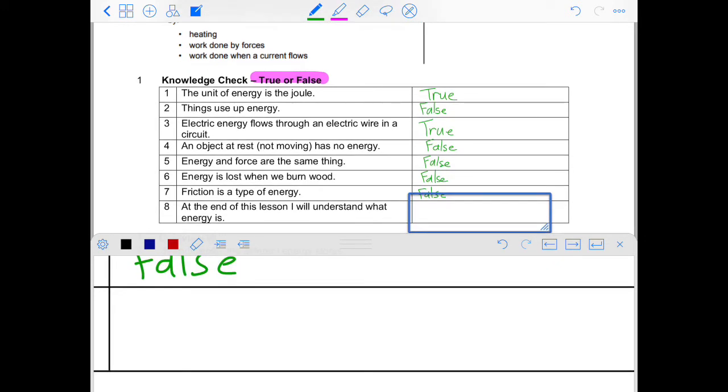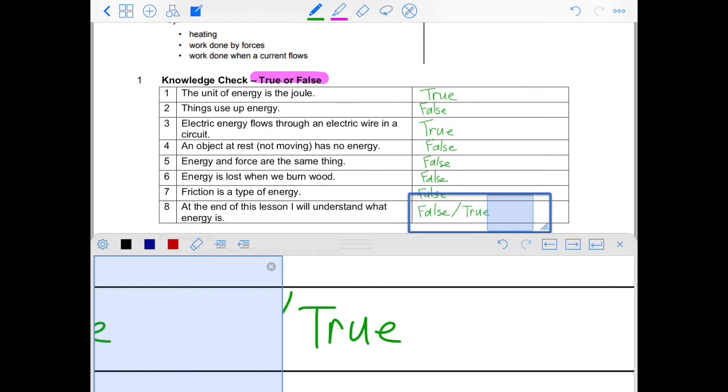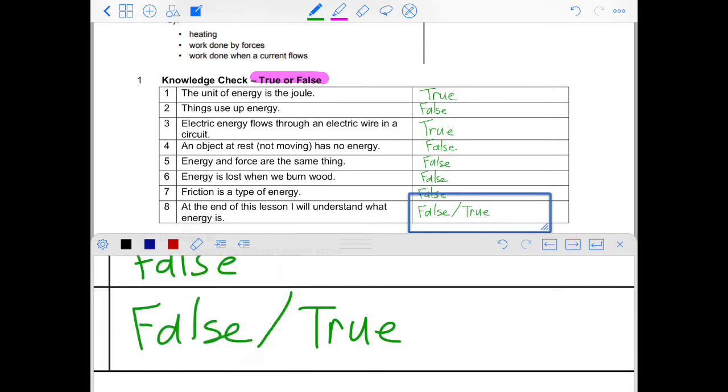And at the end of this lesson, I will understand what energy is. This is actually false, which we will talk about later on. But if you've said true, you'll understand more about energy. Yes, that will be acceptable.